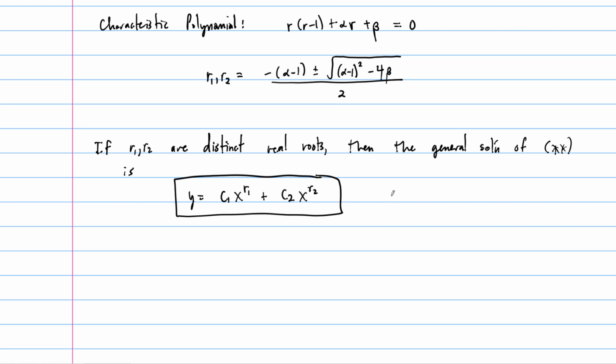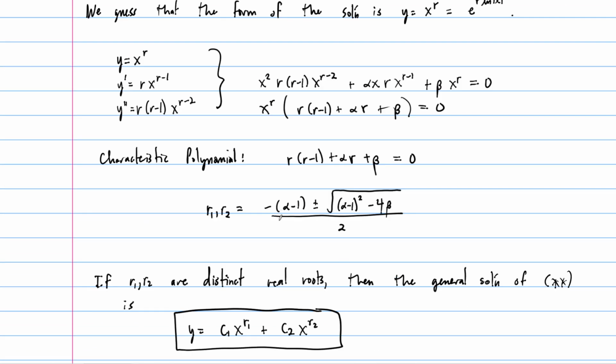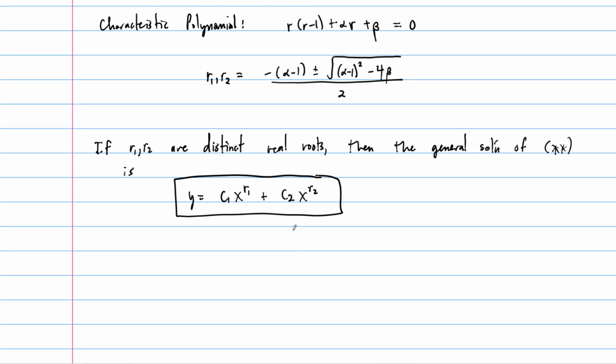And by the way, remember x equals 0 is a singular point, right? But this is defined on any interval now. This is the solution on any interval that does not contain x equals 0, because obviously if you plug x equals 0 into here, you're going to get 0 plus 0. It's just going to be 0, right? So this is true on any interval not containing x equals 0. But any other interval, this will be the solution.